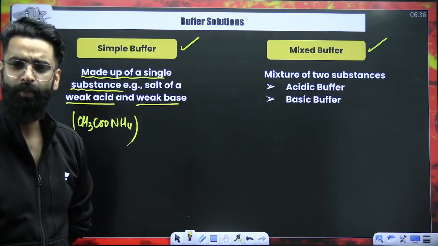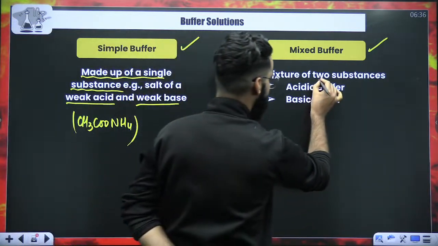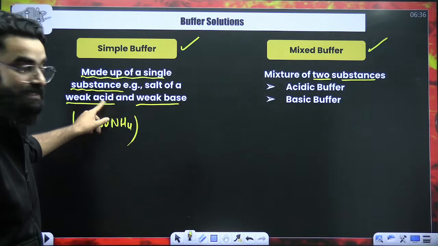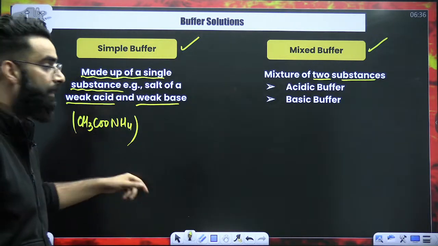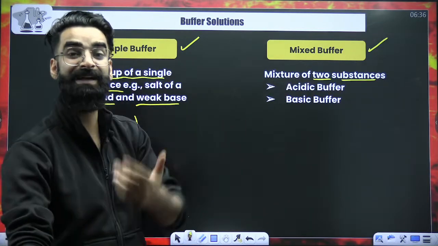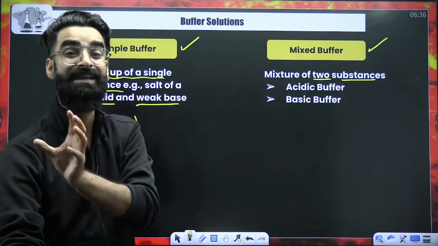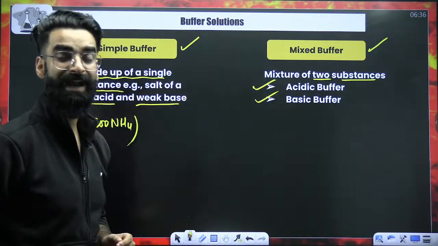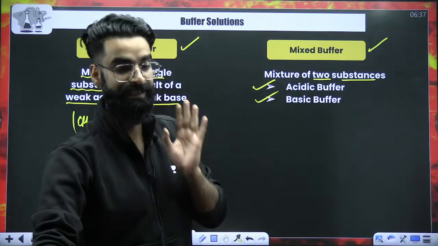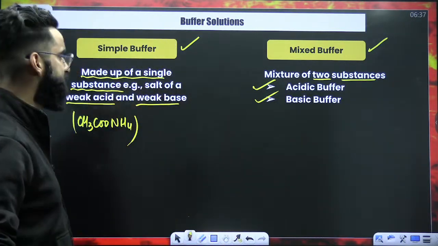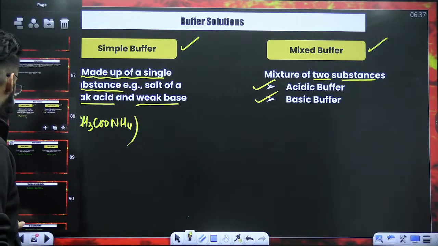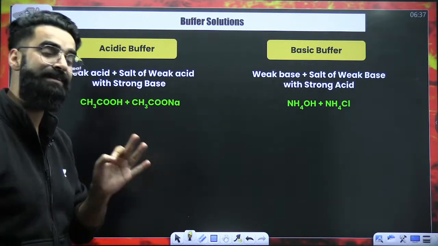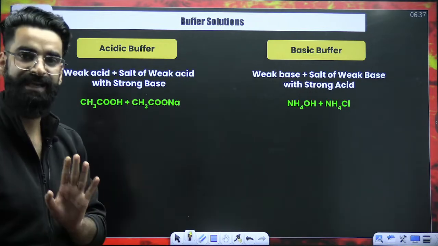There are mixed buffers too. What are mixed buffers? Mixed buffers are the mixture of two substances basically. A simple buffer is made up of only a single substance, but mixed buffers are made up of two substances. There'll be two substances present in the container, right? And these mixed buffers we classify into acidic buffer and basic buffer. And this acidic and basic buffer we have to study in detail basically, right? So let's try to understand what this acidic buffer is, what the basic buffer is, and how they exactly work. This is actually something which is in our NEET syllabus, right? Nothing apart from this can be asked.